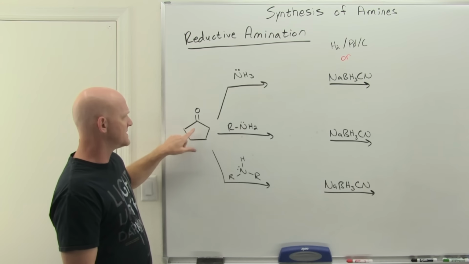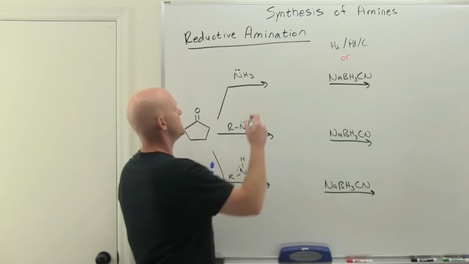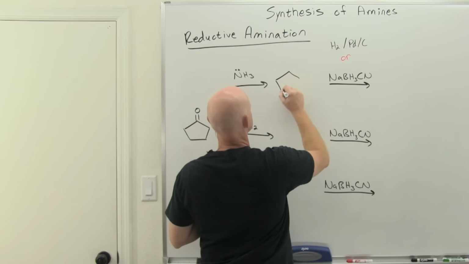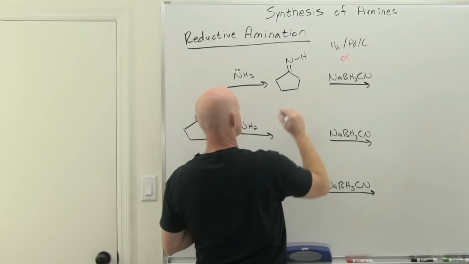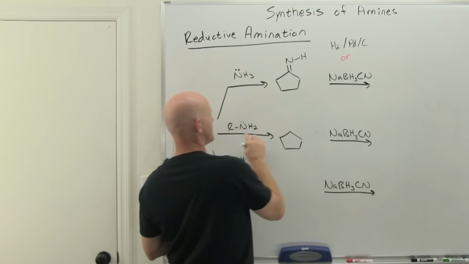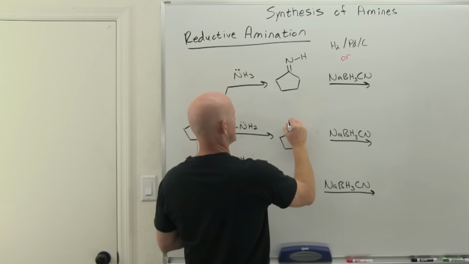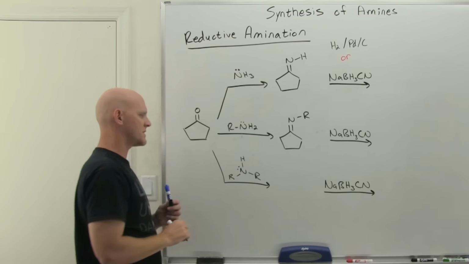So you guys learned when you take a ketone or aldehyde and react it with either ammonia or a primary amine, you form an imine, where your carbon-oxygen double bond is converted into a carbon-nitrogen double bond. And if you start with ammonia, your nitrogen is still bonded to a hydrogen, but if you start with a primary amine, your nitrogen is still bonded to whatever alkyl group you had as part of your primary amine.